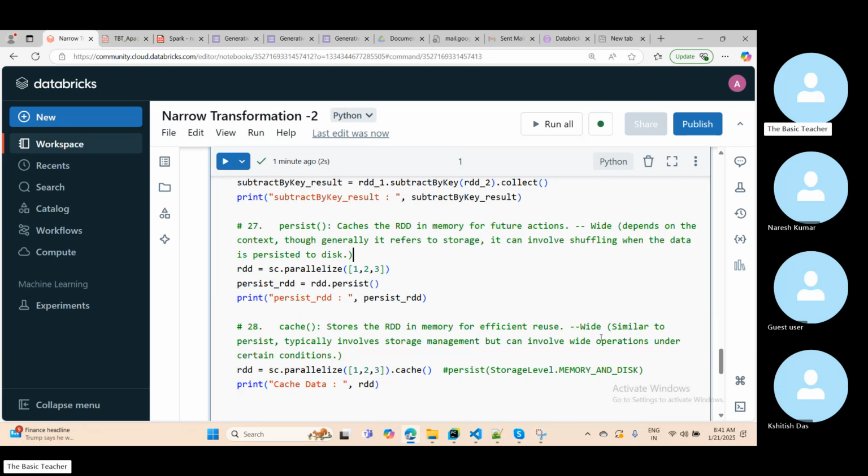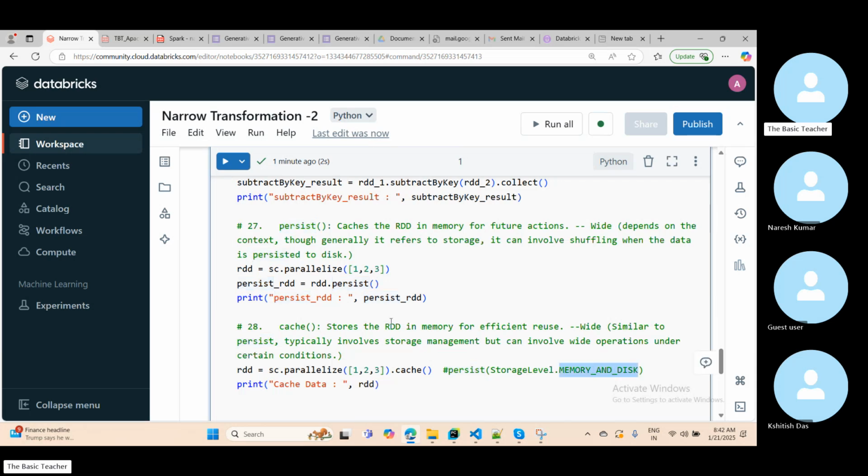This is again a wide transformation, and it is similar to persist. It typically involves storage management, but can involve wide operations under certain conditions. By default, for cache, the persist level is memory and disk.